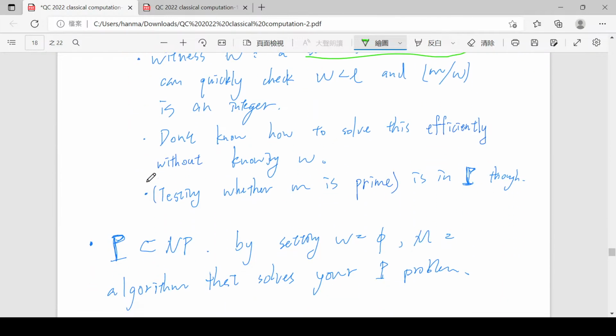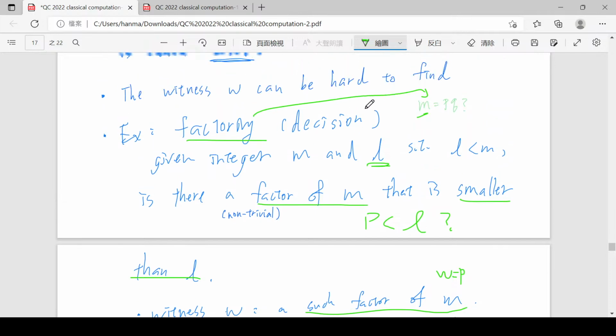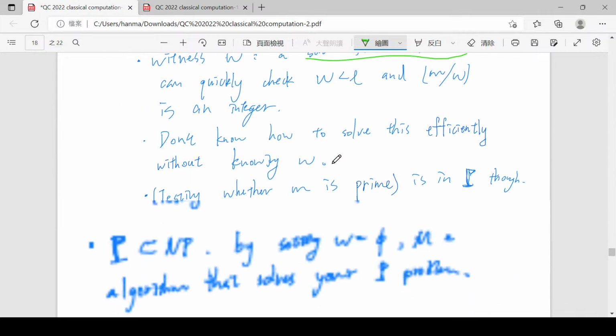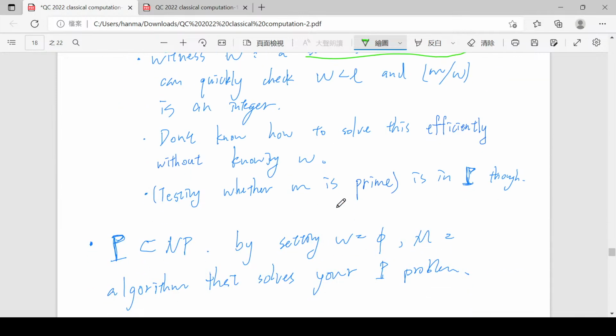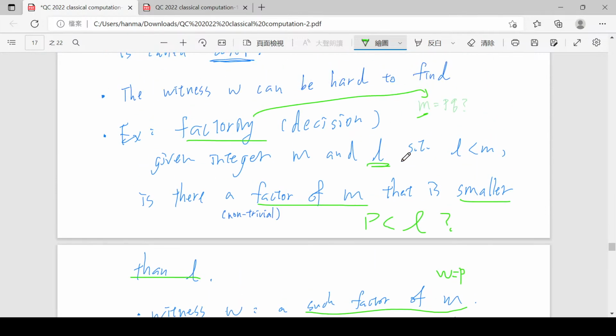Okay, then there is a little digression note. Why do we want the really weird decision version like this? Why don't we just test whether m is a prime number or not? It turns out testing whether some number is a prime number is actually in P. So for the decision version of factoring, we need to do this weird M and L stuff.